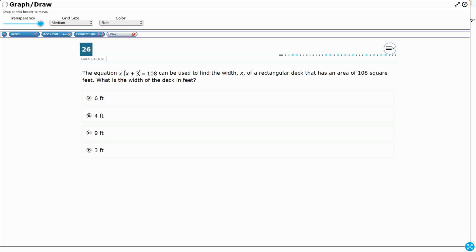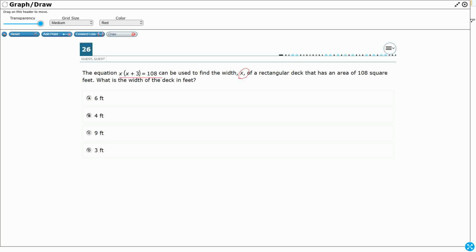So we have this equation here. X times the quantity x plus 3 equals 108 can be used to find the width x of a rectangular deck that has an area of 108 square feet. All right, and we need to find the width. This is kind of a weird setup. It looks like we've got a rectangle like this, and we might say that this is x and this is x plus 3. And we're trying to figure out what that width is. So we need to figure out what x is. 108 is our area here.